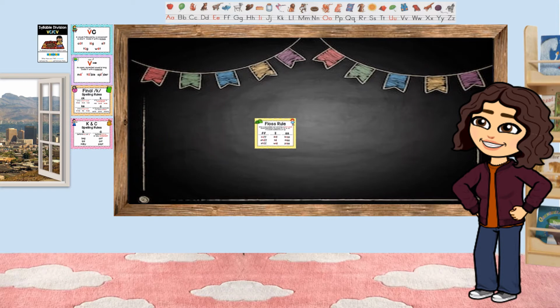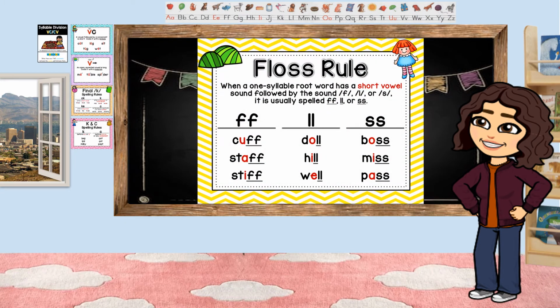There is a very special rule that we're going to learn today. The rule we're going to learn about today is called the Floss Rule. This new rule explains how to spell words like the ones we saw on the board today. This rule tells us that when a one-syllable root word has a short vowel sound followed by the sound f, l, or s, those sounds are usually spelled with a double F, double L, or double S. We call words that follow this rule floss words.